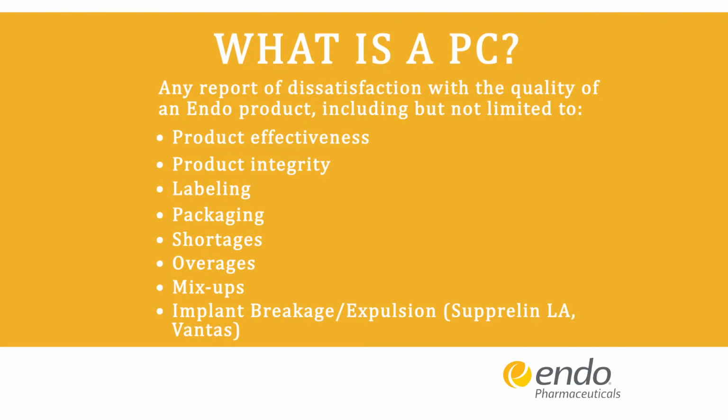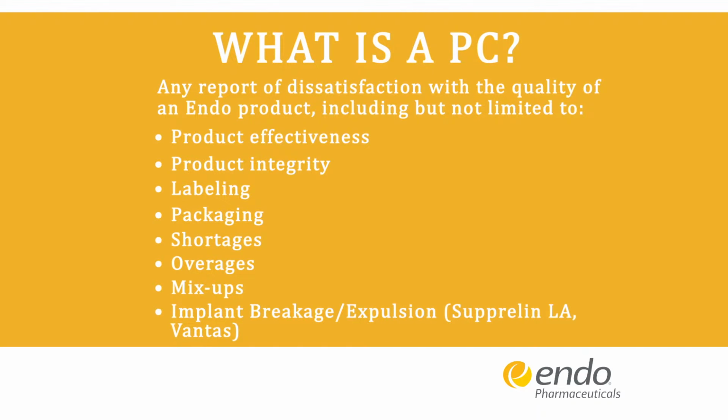packaging, the bottle is dented or damaged. There are too few or too many pills in a bottle. The wrong tablets are in a bottle. These are just a few examples. If there is something wrong with something we sell, then it represents a product complaint.